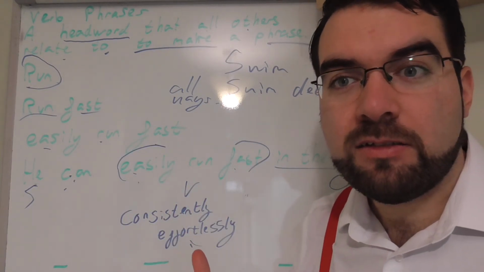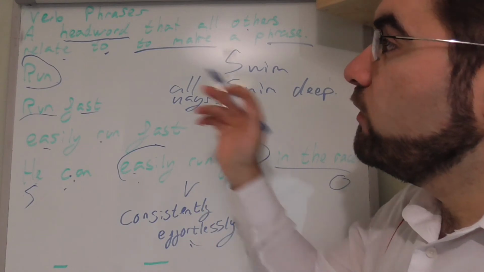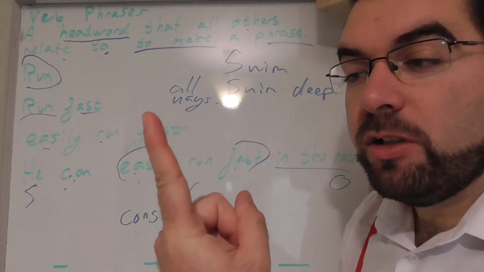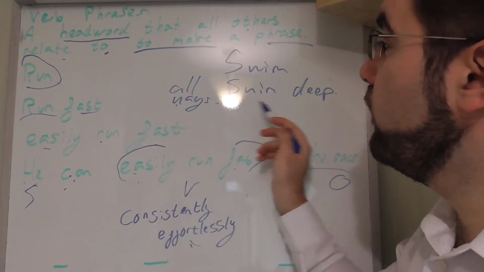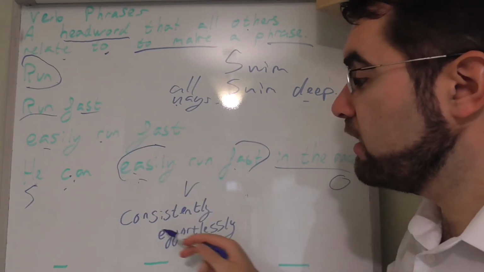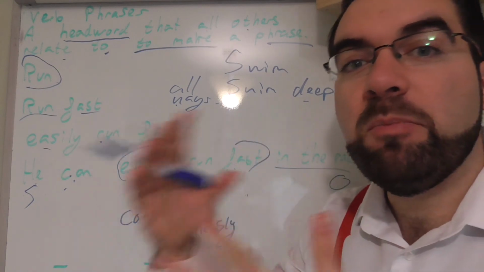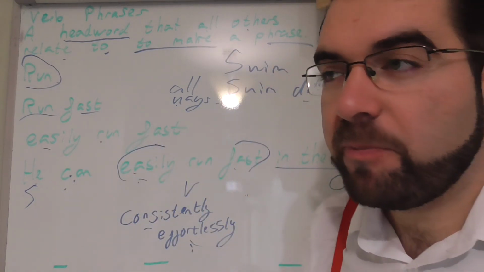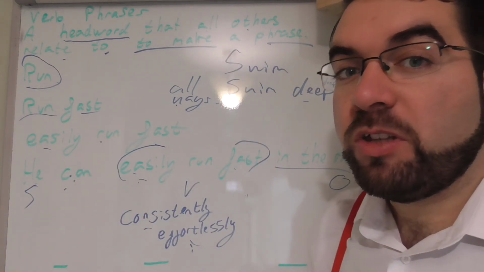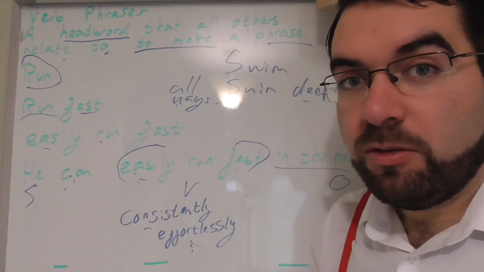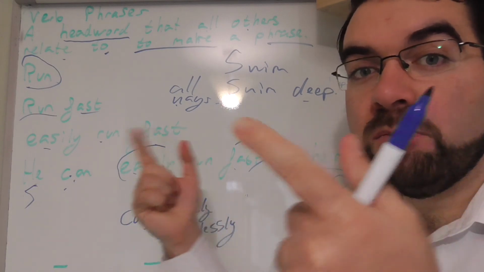Makes sense. So for a verb phrase, we take a head word, one word, and they build around it. Always deep, easily, fast, consistently, effortlessly, and beyond. How cool is that? And there are also other kinds of phrases as well. Noun phrases, where they take a noun, and prepositional phrases, where they take a preposition, take those words and build around it.